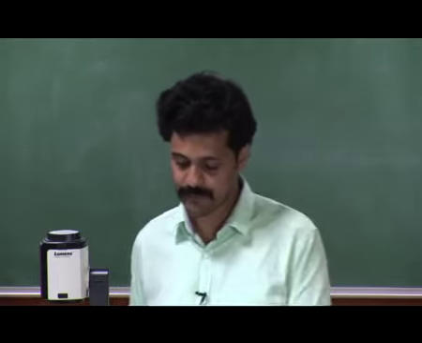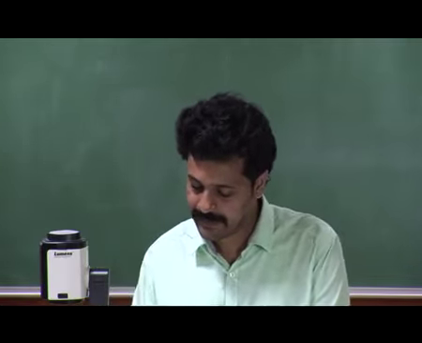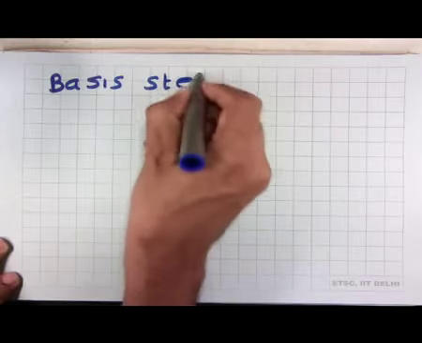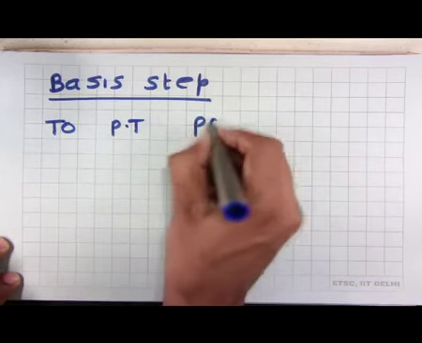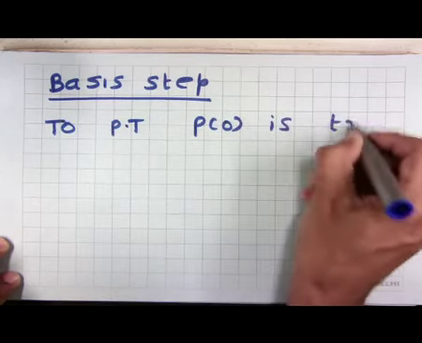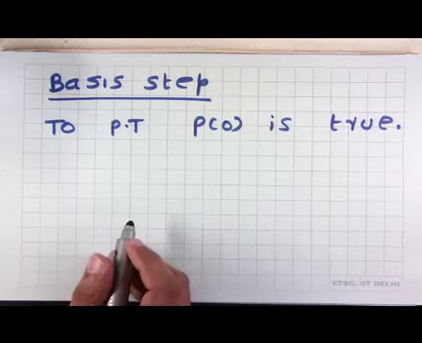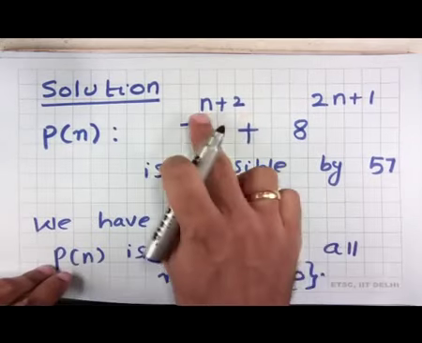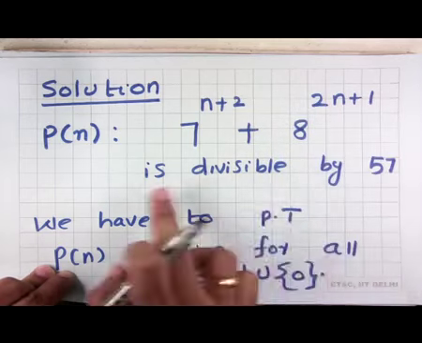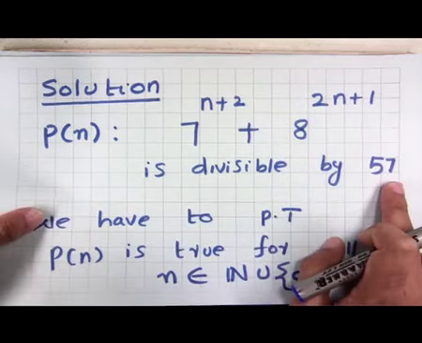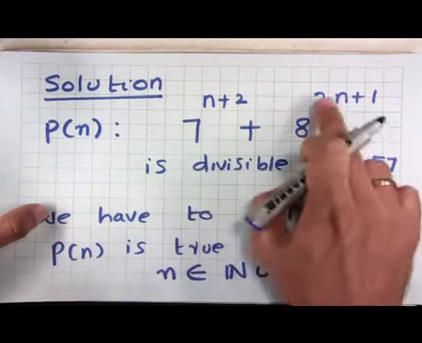By this time you should be familiar with the steps involved in mathematical induction. Basis step: to prove that P of 0 is true. That is, we have to prove that 7 power (0 plus 2) plus 8 power (2 into 0 plus 1) is divisible by 57. Let us first check what is 7 power (0 plus 2) plus 8 power (2 into 0 plus 1).